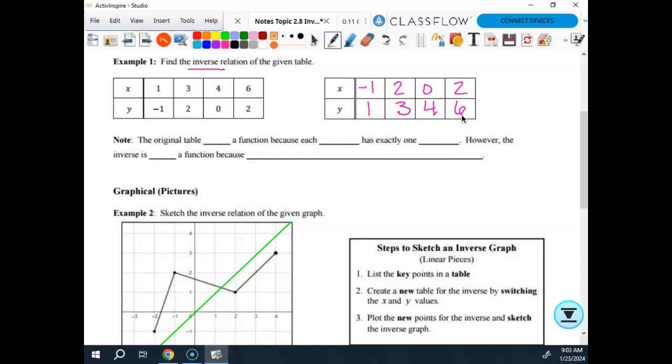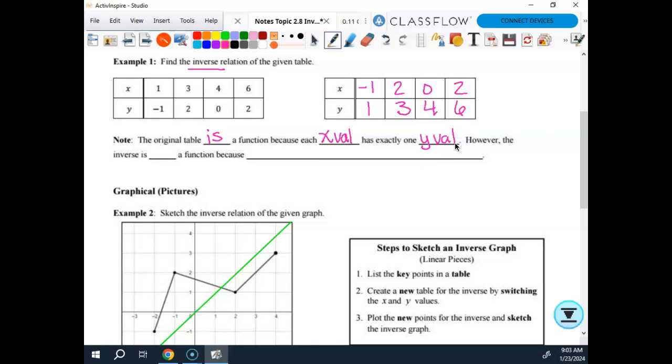All right. So then it says, the original table, blank a function. Is the original one a function or not a function? What do you think? Yes. Can you tell me why? So we're going to say it is a function because each what has exactly one what? Good. Each x value has exactly one y value.